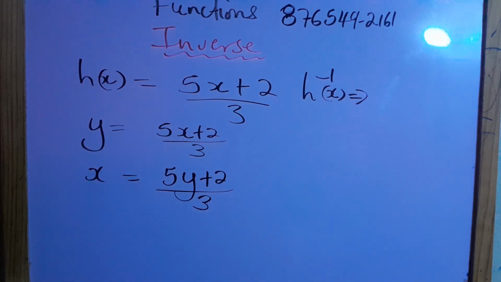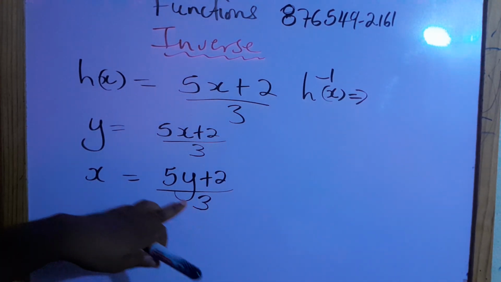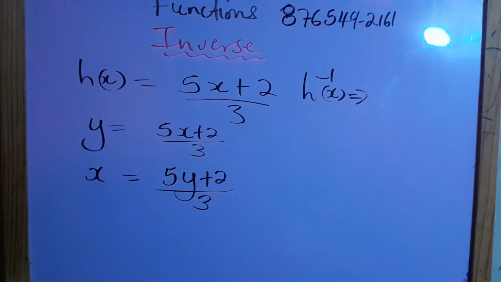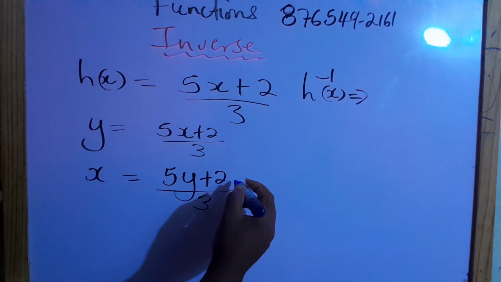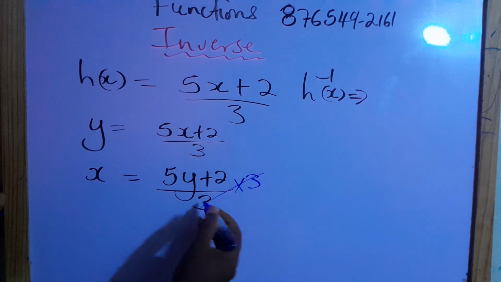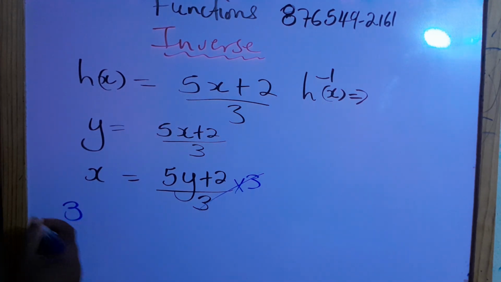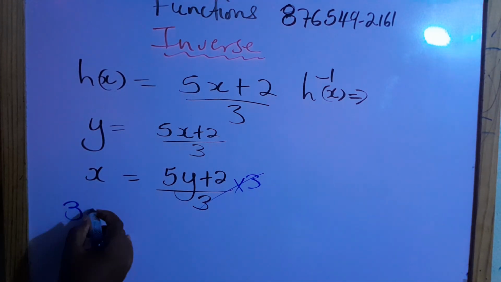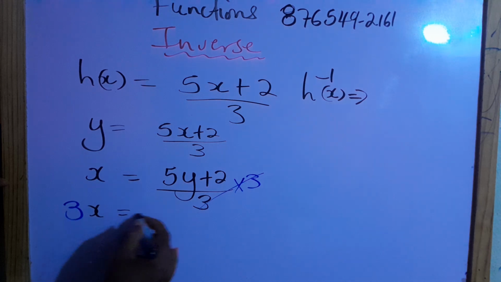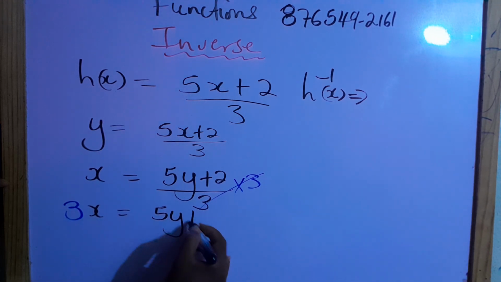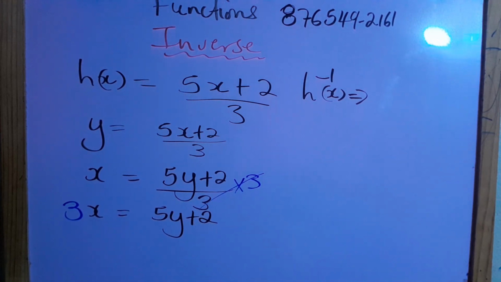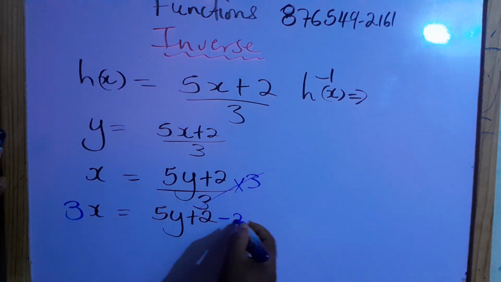So now we need to solve for y. So the first thing that we do is the last thing. So 5y plus 2 divided by 3. We say divide by 3 last, so we multiply by 3 first. Anything you do to one side, you're supposed to do to the next side. So now we have 3x is equal to 5y plus 2. So the next thing that we need to approach is the plus 2 by taking the inverse or the opposite, which is to minus 2.